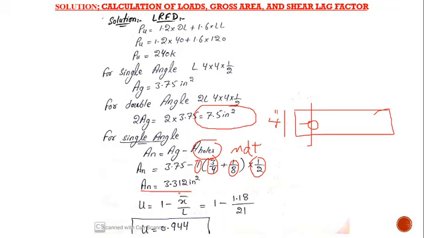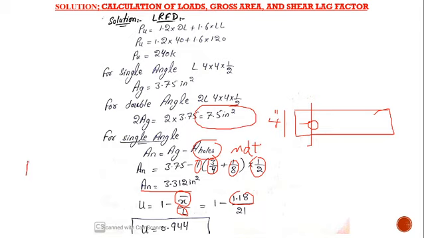Then you have to find the shear lag factor, and you have to use this formula. In the next slide I'll explain what the shear lag factor is, but this is the connection length, 21 inches, given to you. X dash is the centroid along the x-axis. I have found from the manual 1.1 inches. This shear lag factor U is equal to 0.944.